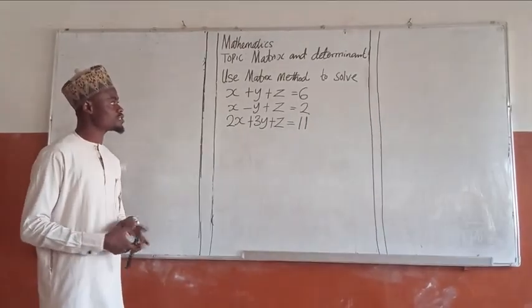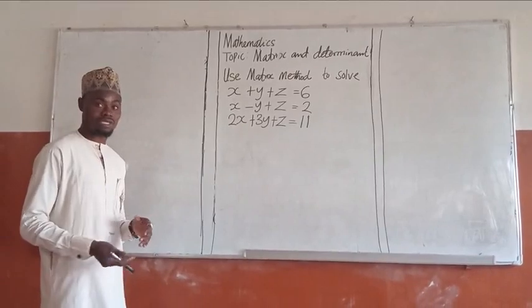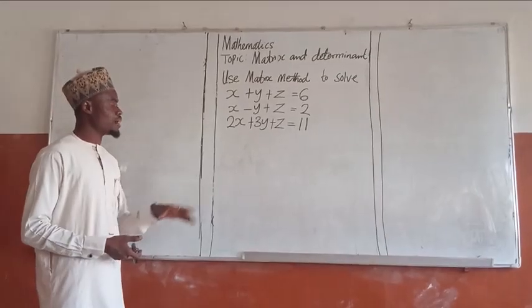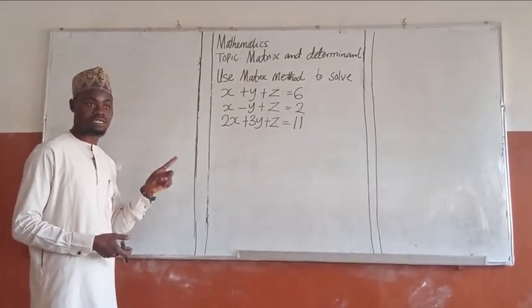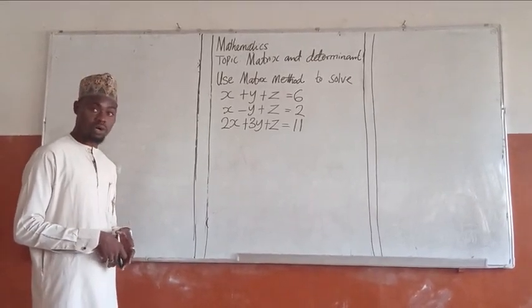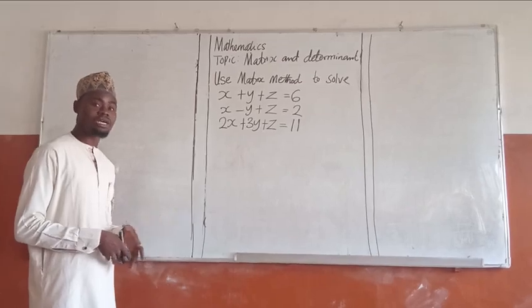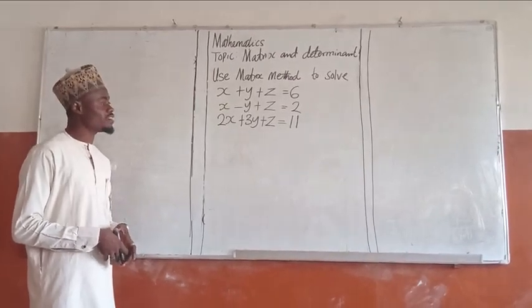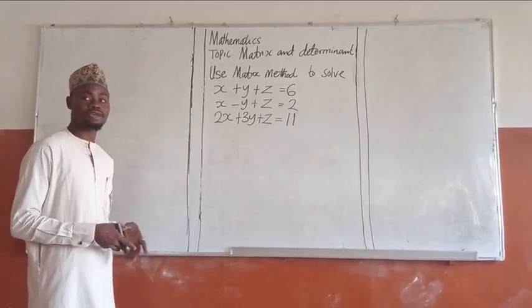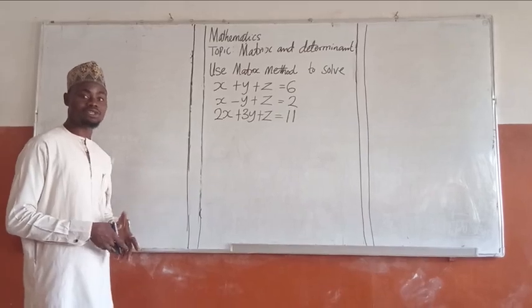Sometimes they call this the matrix method, and sometimes they call it the inverse method. It's still the same thing. What you are going to do is find the determinant of these matrices. Then after that, you find the cofactor. After the cofactor, you find the adjoint. After the adjoint, we find the inverse. And from the inverse, we'll be able to find the values of x, y, and z. These are the steps we are going to do.